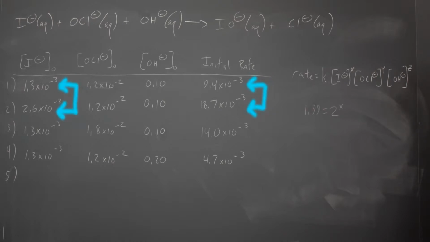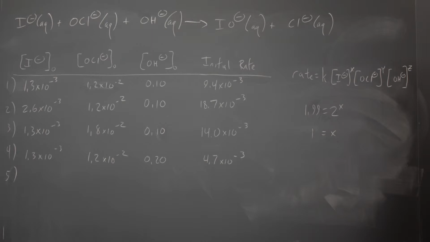So if we compare the first two trials, you can see that the iodide concentration is the only thing that changes. It doubles from 1.3 times 10 to the minus 3 to 2.6 times 10 to the minus 3. And we can start to eyeball what happens to the rate. 9.4, roughly half of 18.7, slightly off. So what we end up with here is a 2 to the x that's approximately 2. Now, since we know that this number has to be an integer or a half, it really doesn't have any other options, then we could actually work this out the long way, or we could just eyeball it and say that 2 to the x here is 2, so therefore x is 1.